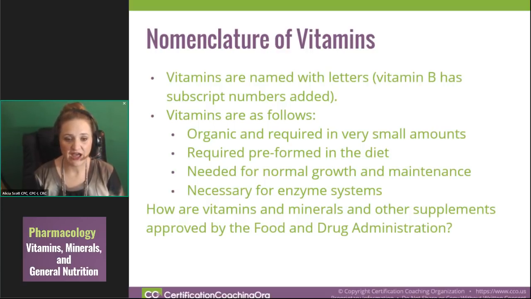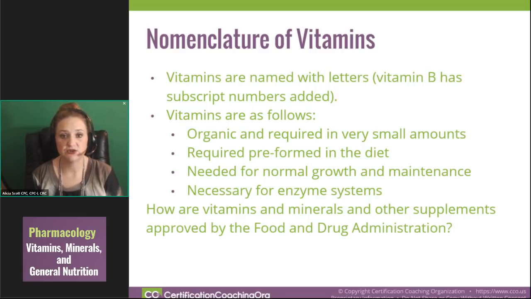What you need to know about vitamins is that they're organic and they're required in very small amounts. Okay, you don't need very much of them. They're preformed in the diet, and they are needed for just regular growth and maintenance. If you have a vitamin deficiency, one of the first things, especially in children, is you'll notice stunted growth. Right? And we need these vitamins in our body for our enzymes to work properly. They feed off of these vitamins.